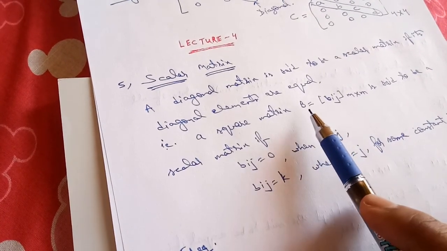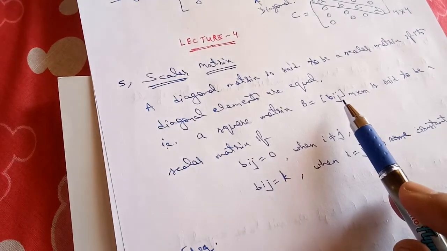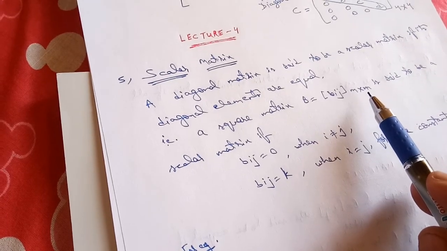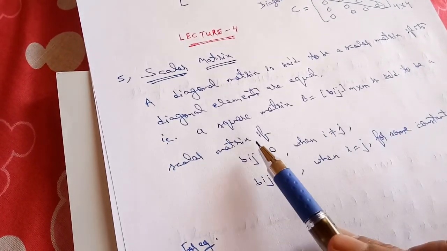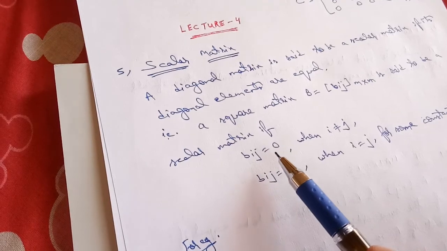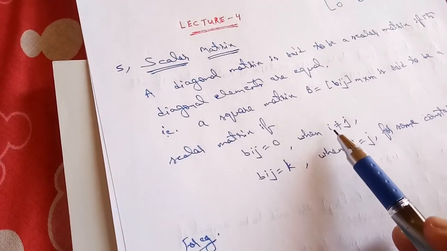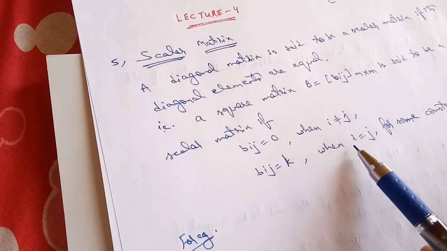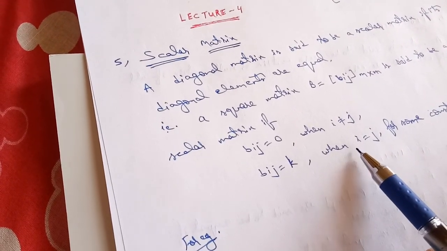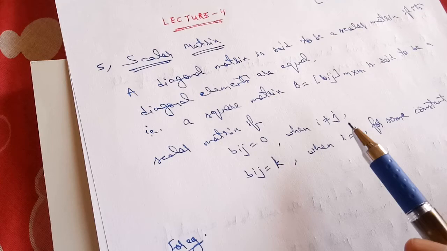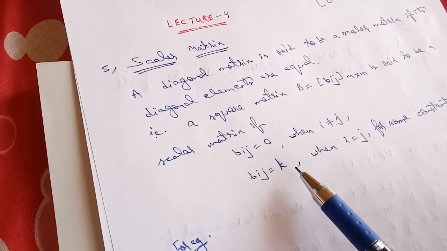So in general we can write it as a square matrix B equals bij. Capital B denotes the matrix, small bij denotes the entries or the elements. M cross M, because the number of rows and number of columns for a square matrix are equal, is said to be a scalar matrix if bij, that is the entry at the ith row, jth column, is equal to 0 if the position of row and column are not the same. And if the position of row is equal to the position of column, then it is equal to some constant, any constant it could be. We have put here small k.